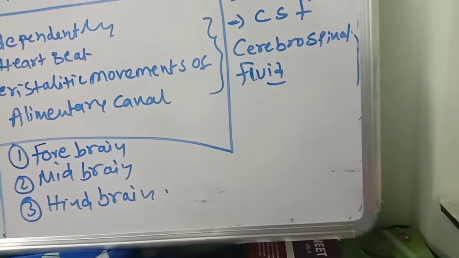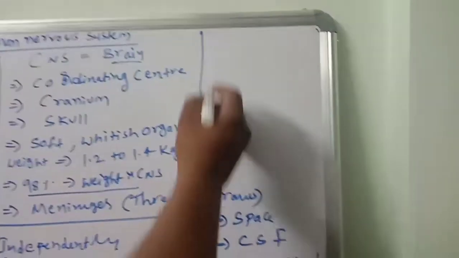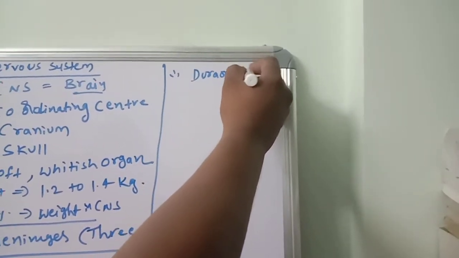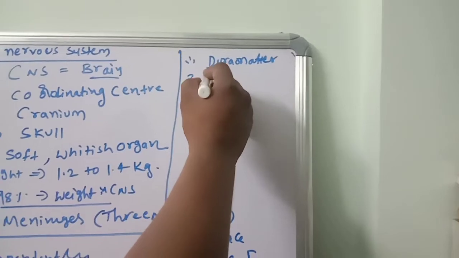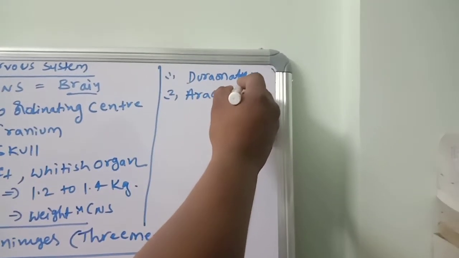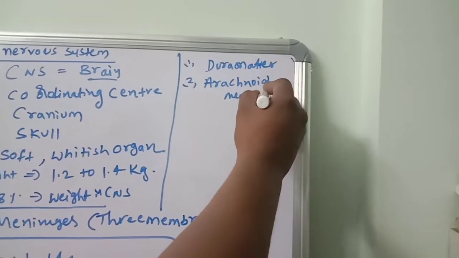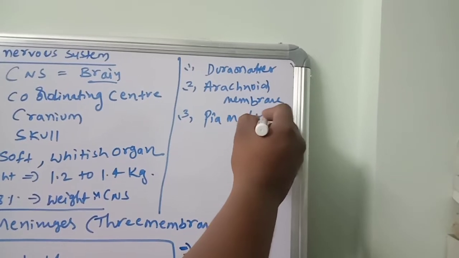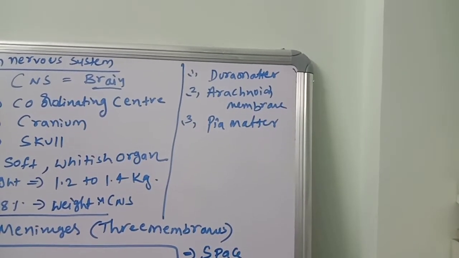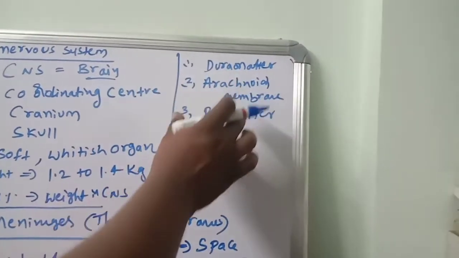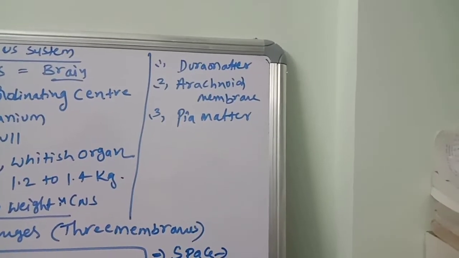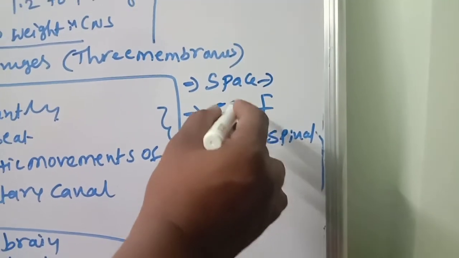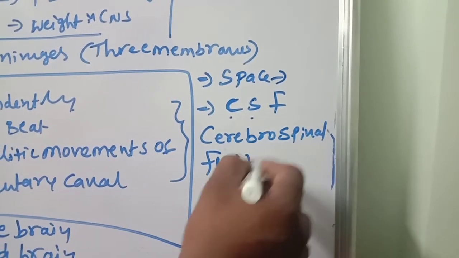So the meninges means three layers. What are the three layers? This is also one of the bits. Dura mater. Number two, arachnoid membrane. And another one is pia mater. Dura mater, arachnoid membrane, pia mater. In between them the space is there, and that space is filled with CSF, cerebrospinal fluid, which helps protect the brain from external shocks.